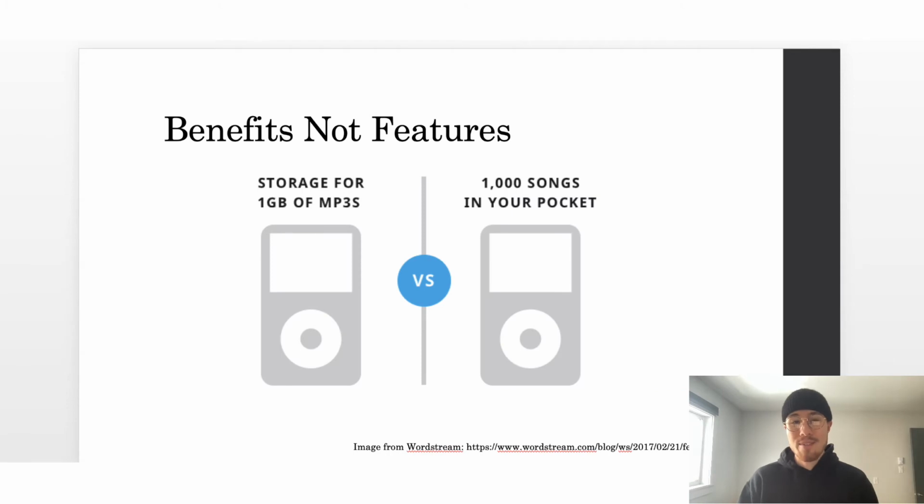The second tip we have here is benefits, not features. The best example of this is the original iPod slogan. Instead of running storage for 1 gigabyte of MP3s, they changed it to 1,000 songs in your pocket. They didn't focus on the features of the storage, of how many songs it could play or hold. They focused on the benefit to the consumer.